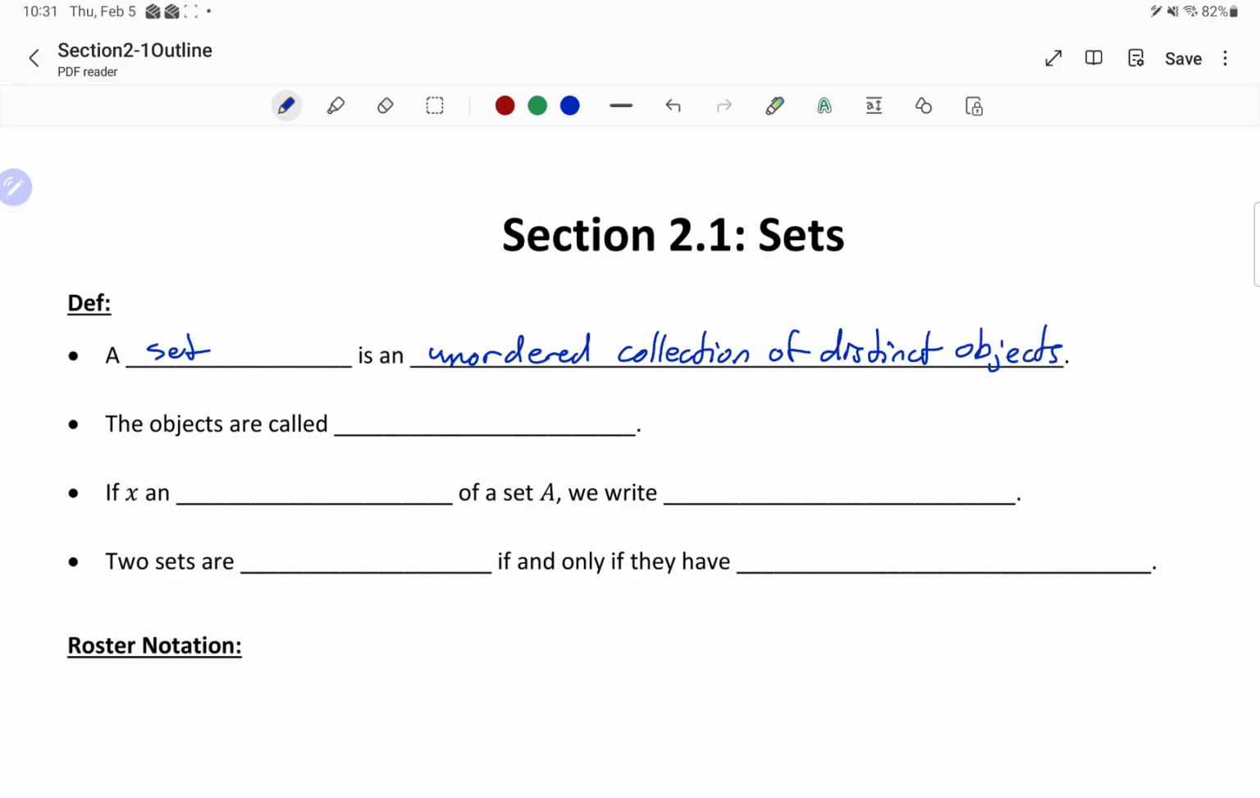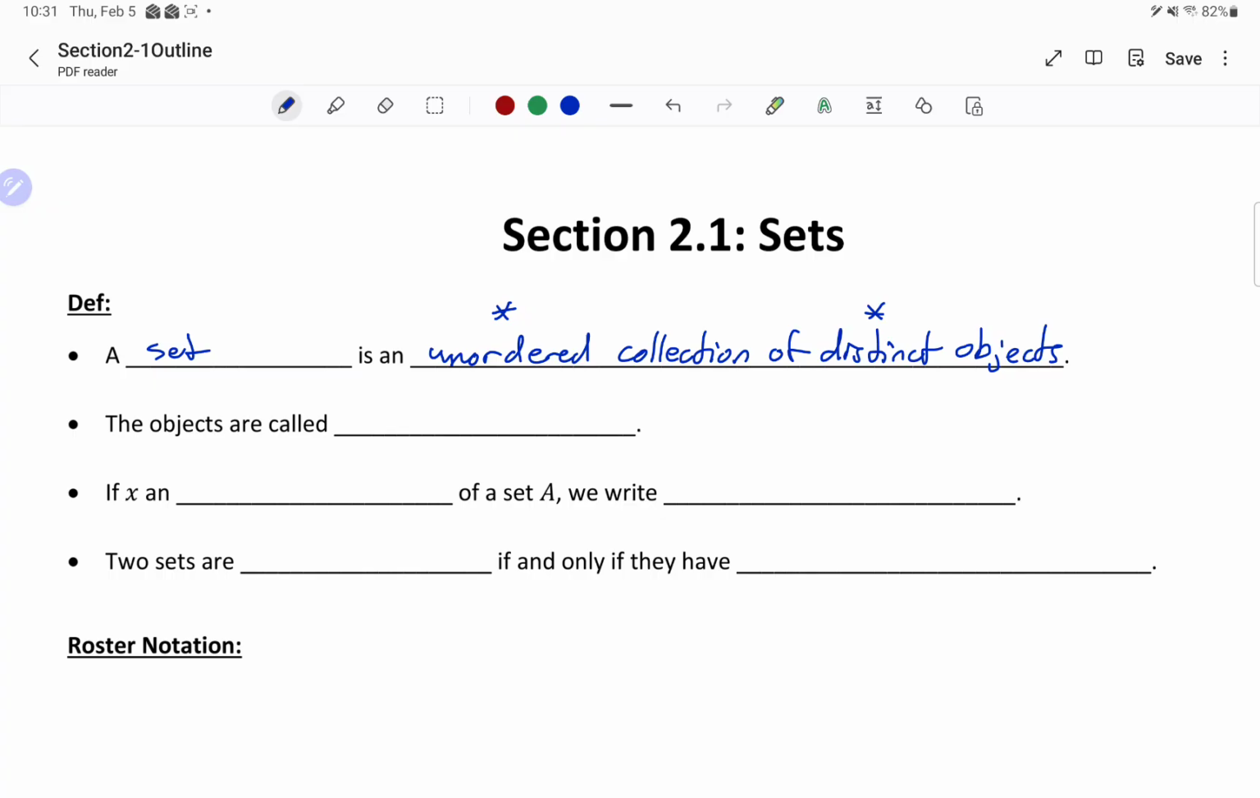An unordered collection of distinct objects. So they're unordered and distinct. We're not thinking of these objects in any specific order, right? Like right in front of me, I've got a phone, a water bottle, and a notebook. That'd be a collection of just 3 distinct objects, okay?